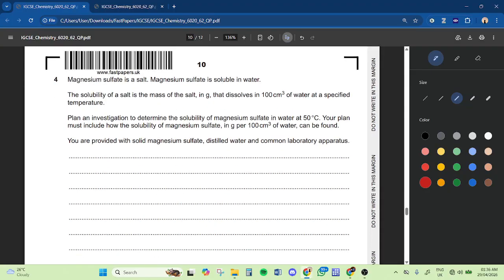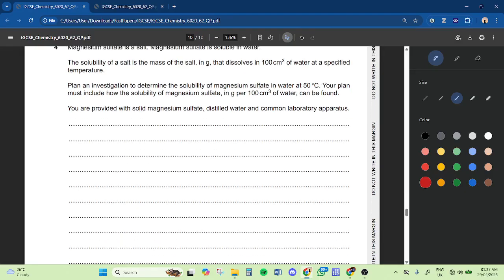And for the last question, magnesium sulfate is a salt. Magnesium sulfate is soluble in water. The solubility of a salt is the mass of the salt in grams that dissolves in 100 cm³ of water at a specified temperature. Plan an investigation to determine the solubility of magnesium sulfate in water at 50 degrees Celsius. Your plan must include how the solubility of magnesium sulfate in grams per 100 cm³ of water can be found. You are provided with solid magnesium sulfate, distilled water, and common laboratory apparatus.